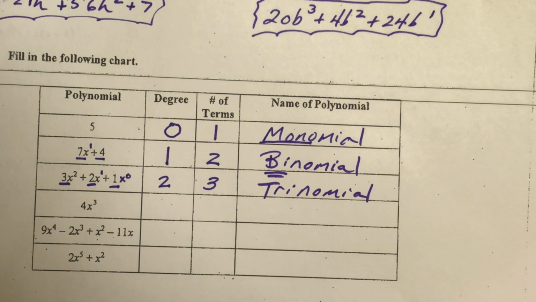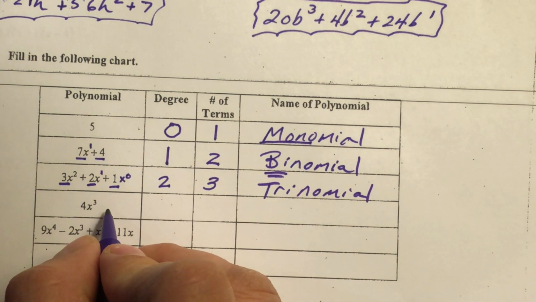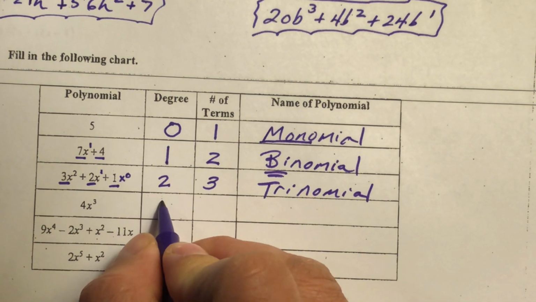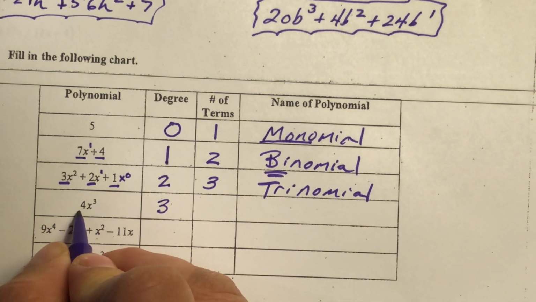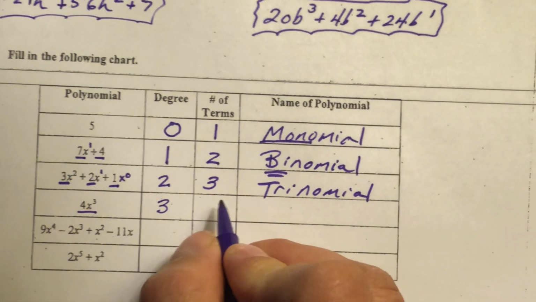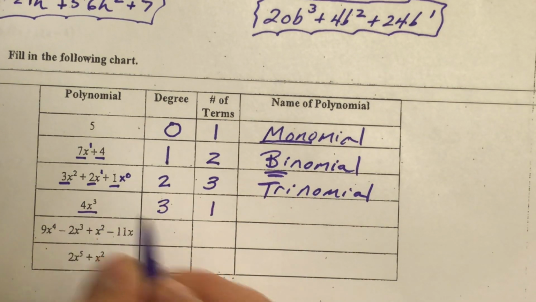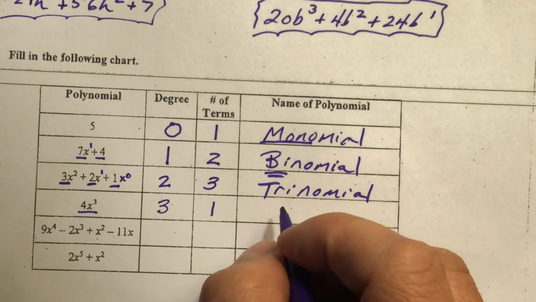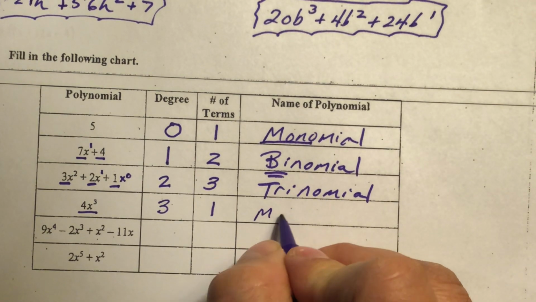Coming back down here, this has a third degree, cubic. So this is a 3. Now, this only has one term. The whole thing is 1. So this is called a monomial.